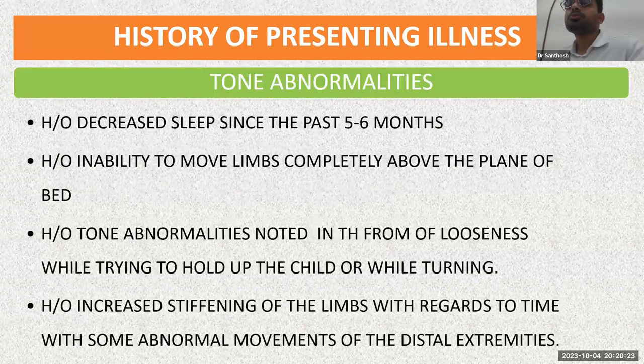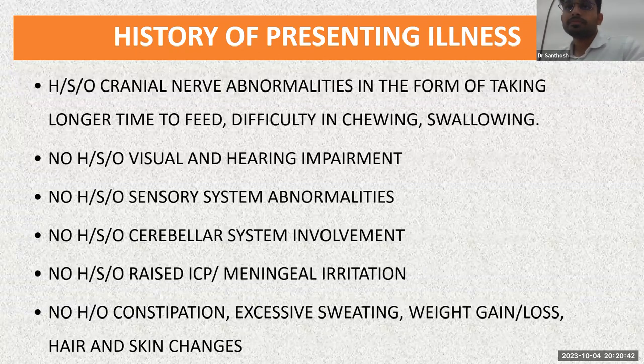Coming to the next complaint, that is the tone abnormalities. History of decreased sleep was noted since 5 to 6 months, with history of inability to move the limbs completely above the plane of the bed, with tone abnormalities in the form of looseness while trying to hold up the child or while turning the child, and increased stiffening of the limbs with time, with some abnormal movements of the distal extremities as explained by the mother.